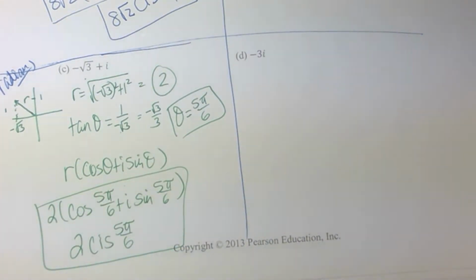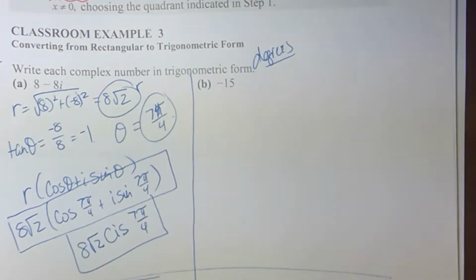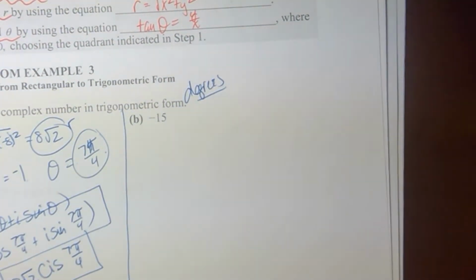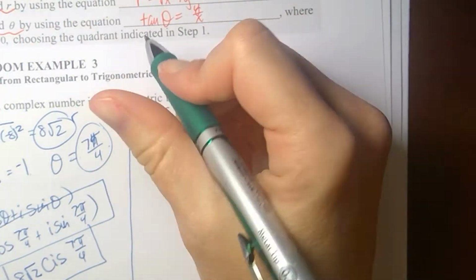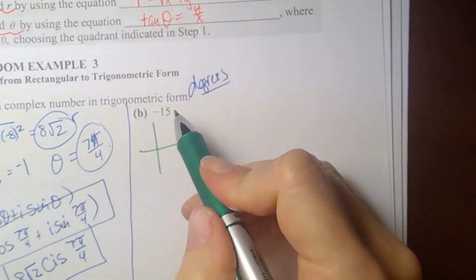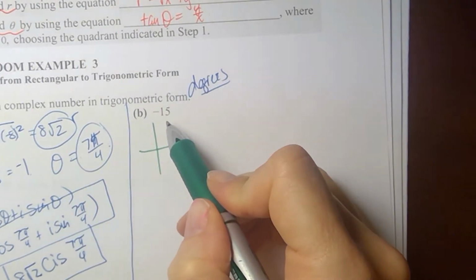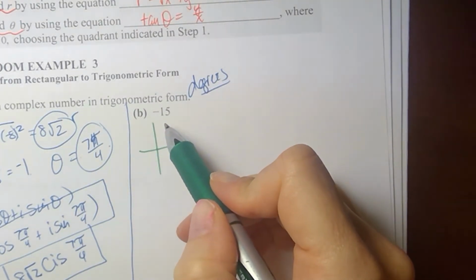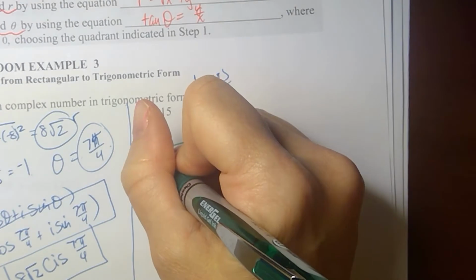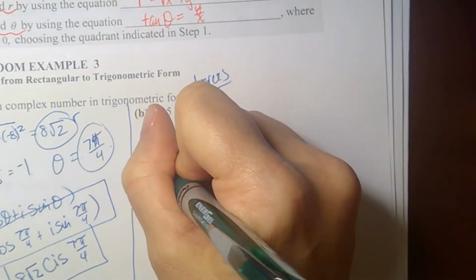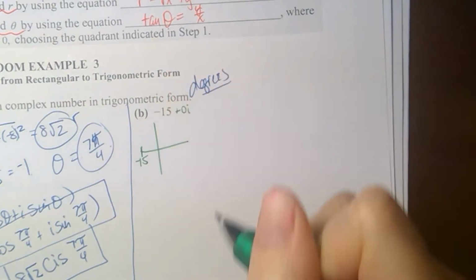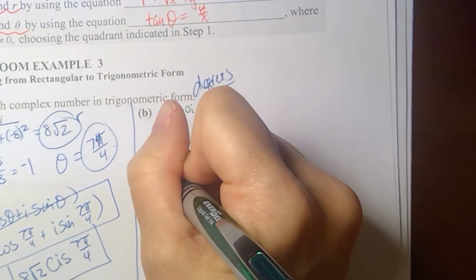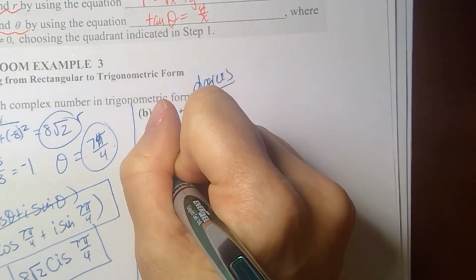Okay, let's move on and do B. For these two, we're going to answer in degrees instead of radians. We're going to start with a sketch. Negative 15. Well, is that real or imaginary? It doesn't have an i attached, so that's the real part, so I'm moving to the left. Negative 15. What about my imaginary part? Well, my imaginary part would be plus 0i, so I'm not moving up or down, so this is my vector right there.